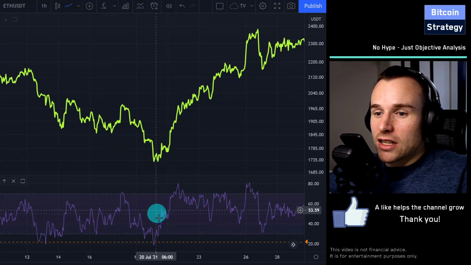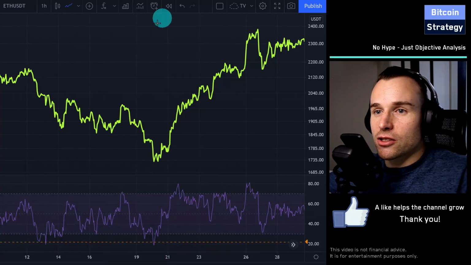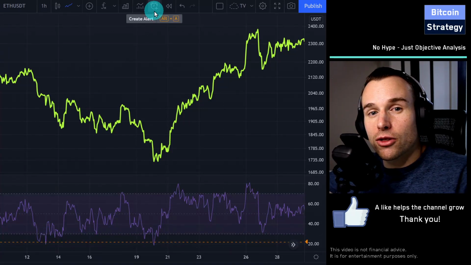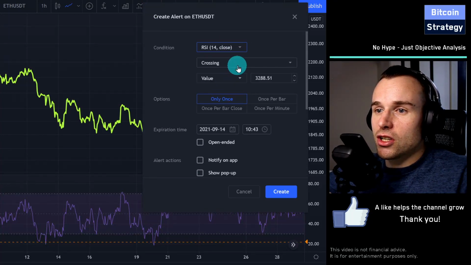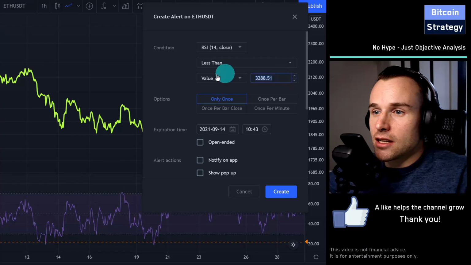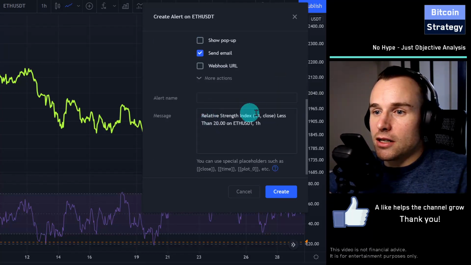And who really does this, right? This is not as practical. So what you can do in TradingView, if you've got the Pro account, is to create an alert and you can select a condition. If the RSI is less than 20, then send me an email.